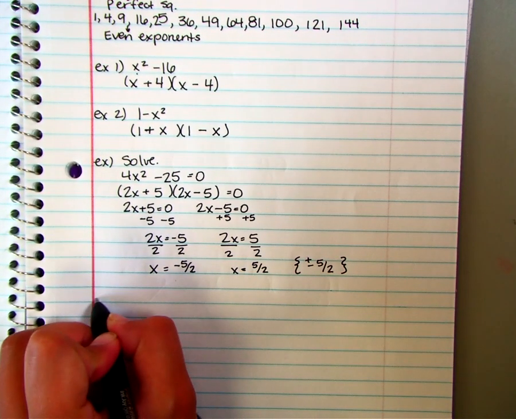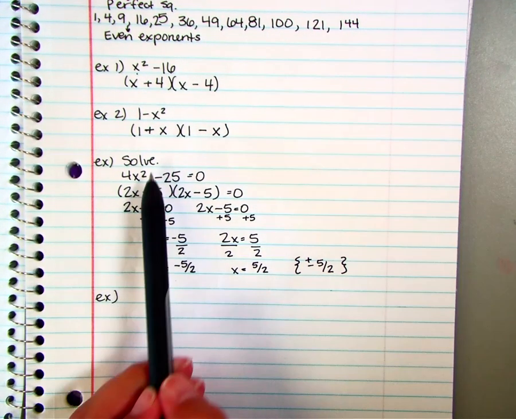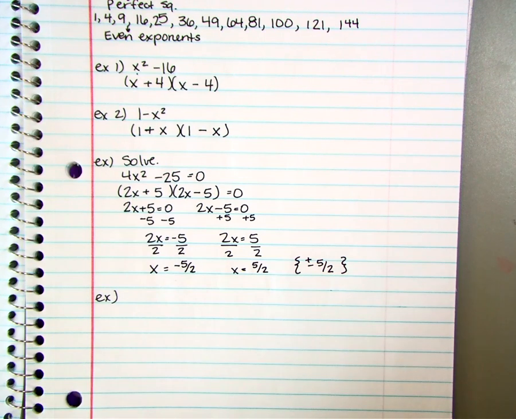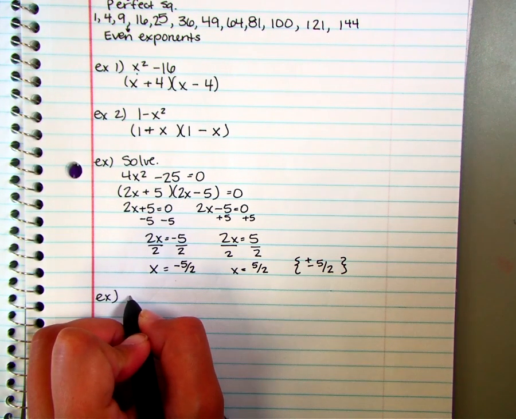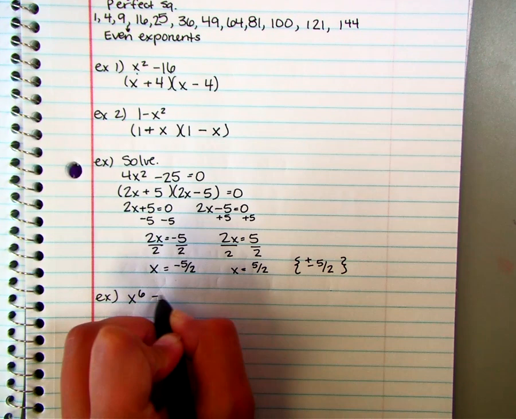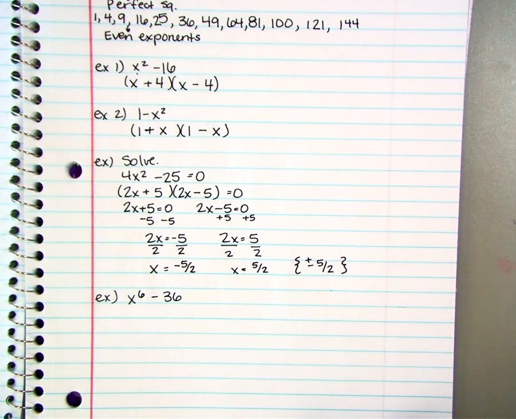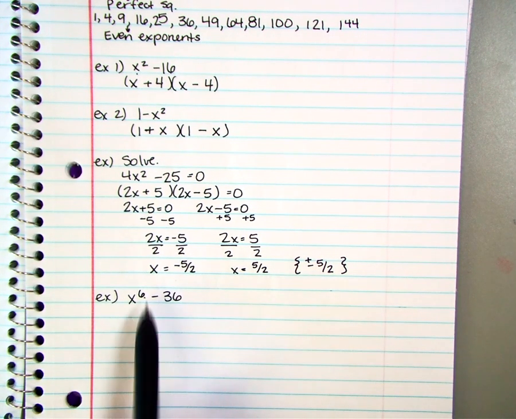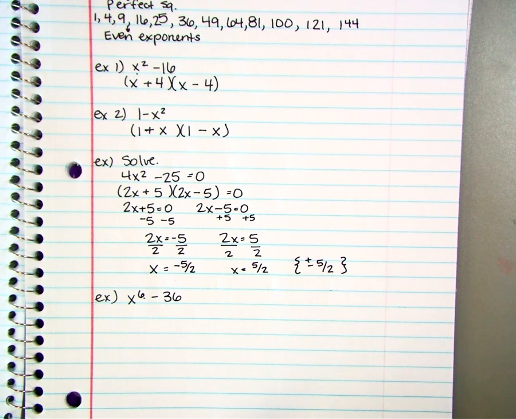We'll do a couple more examples. I'm only going to ask you to solve ones that are quadratics. So we'll just look at a couple different ones. We've got x to the 6th minus 36. Not a quadratic, so I wouldn't ask you to solve this one unless I wanted to get super crazy.